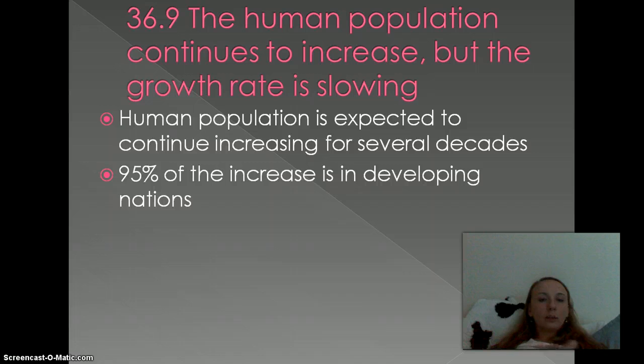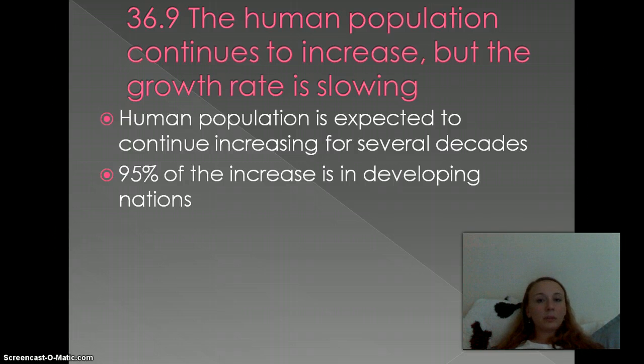So now we're going to talk a little bit about human population, and we'll touch on this a lot more in class than we do in the video. Basically, human population just continues to increase. However, the growth rate, the rate at which we are increasing is starting to slow down. Human population is expected to continue to increase for several decades.